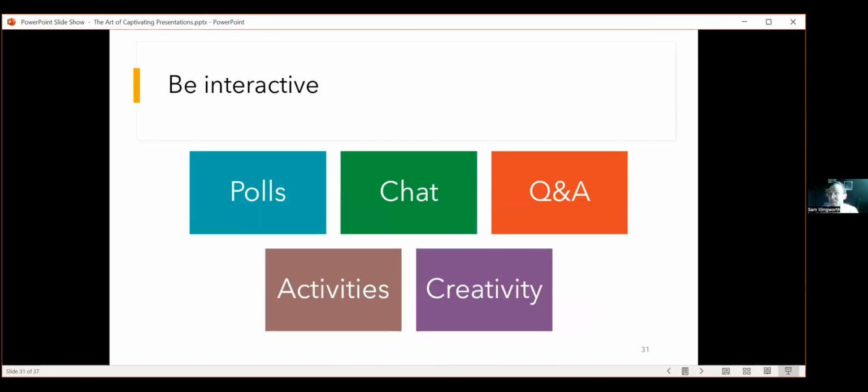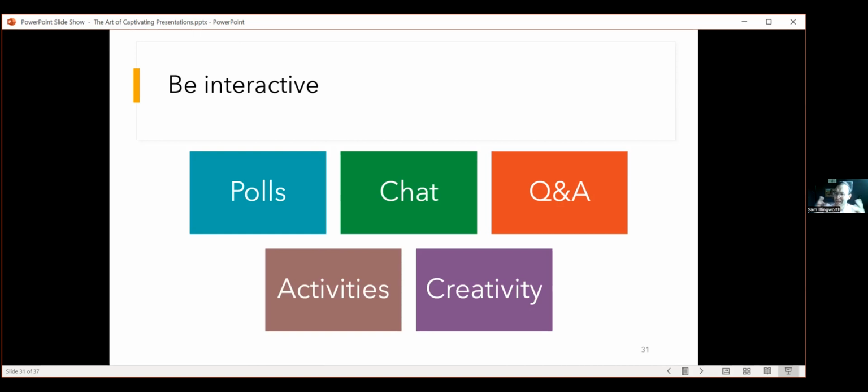I think a good way to develop engagement is to be interactive. So use the medium. Remember that we're in a digital medium, right? So you don't need to just give a presentation like you're in a physical room. Think more about the medium. Use polls, use chat, use questions and answers function, use some activities, and be creative. And I'm going to give you an example of this in a second.